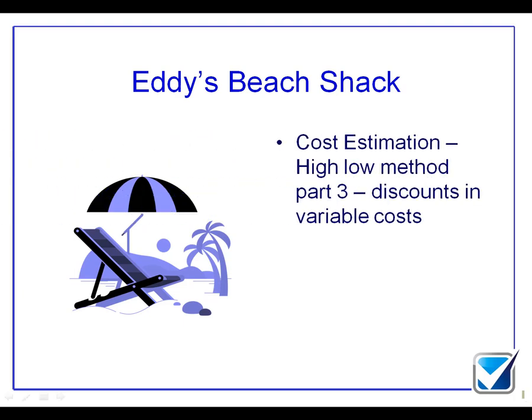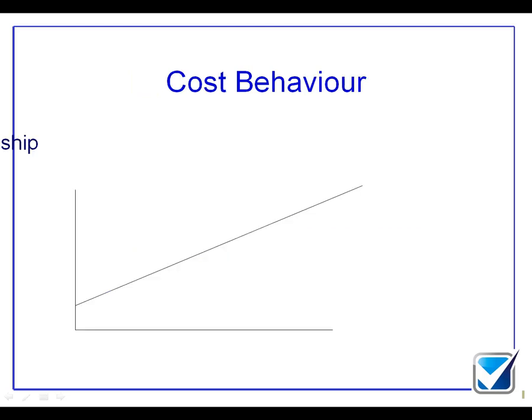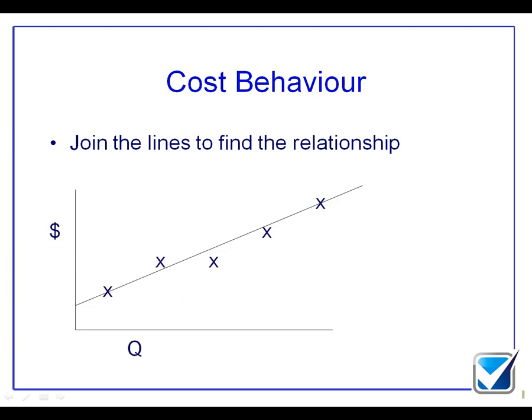Today what we're looking at is high-low cost estimation method part 3. Now I'm going to make the assumption, it's quite a big assumption, that you've had a look at parts 1 and 2 so you understand the relationship between costs, which is on my y-axis, which is the dollar sign, against quantity, which is on my x-axis, which is the Q sign. And what this now means is there is some sort of relationship in there.